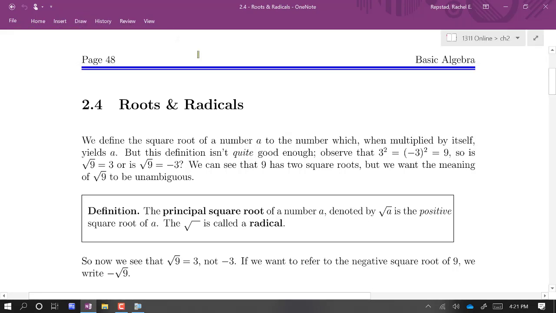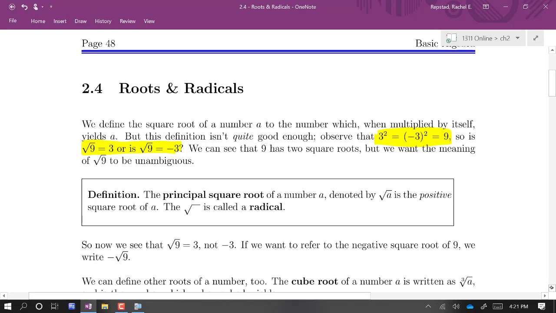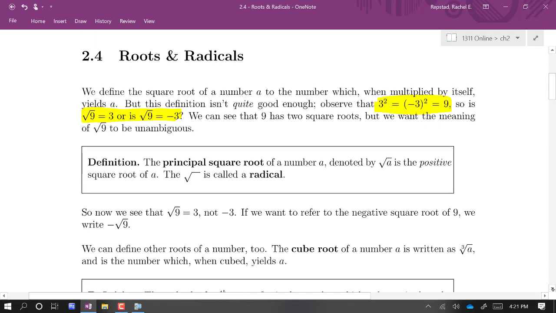If I square 3, I get 9. If I square -3, I get 9. Right, so that begs the question, is the square root of 9 equal to 3, or is it equal to -3? So 9 does have two square roots, but we want to be particular about what we are referring to when we talk about the square root of 9.